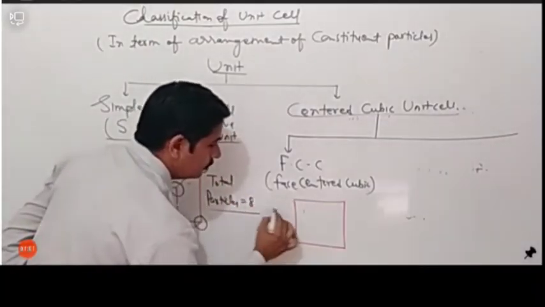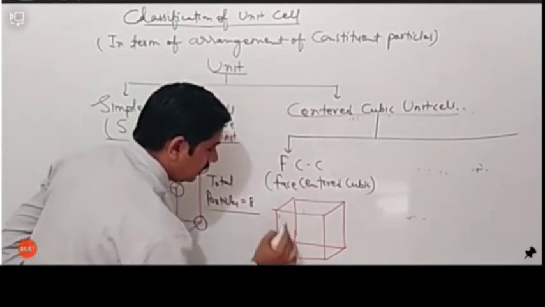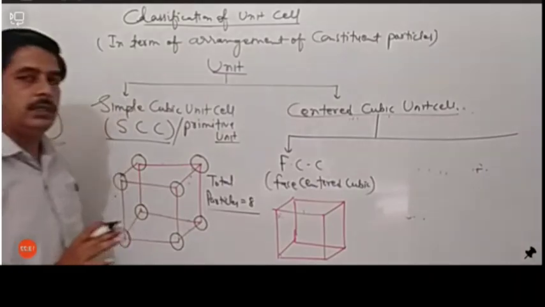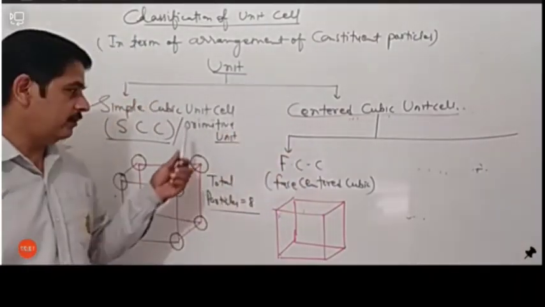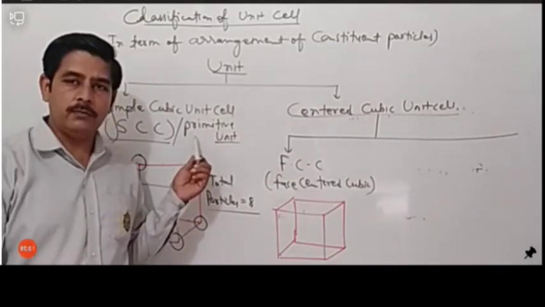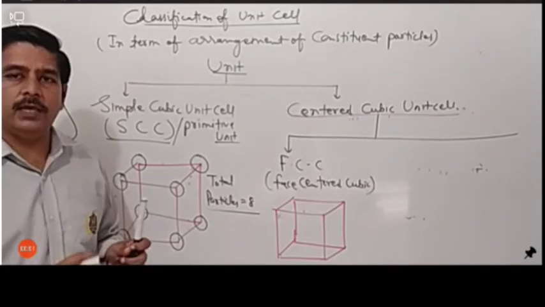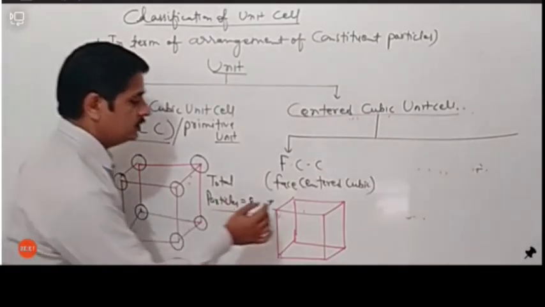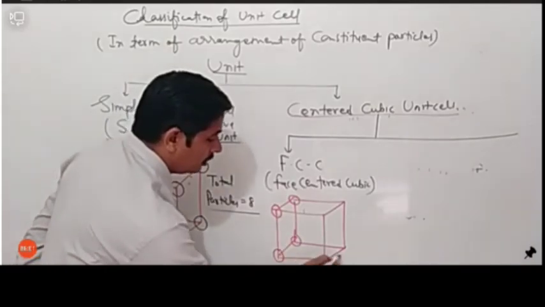This is a cube, and remember one thing: all the centered cubic unit cells will have the structure of primitive plus some additional structure. That means primitive will be there, but they will have some additional structure as well. So as we can see here, we have 8 particles at the corners.